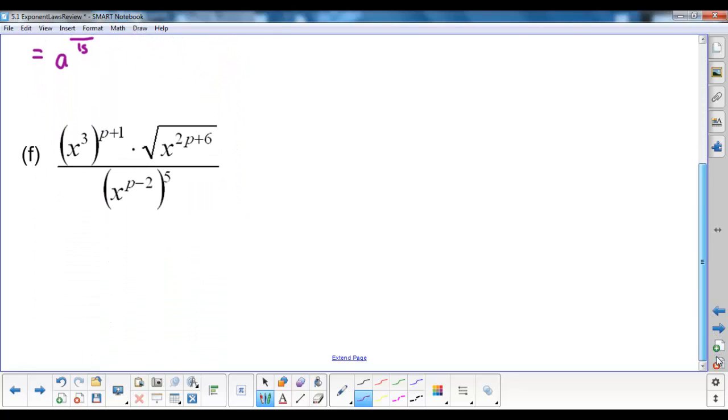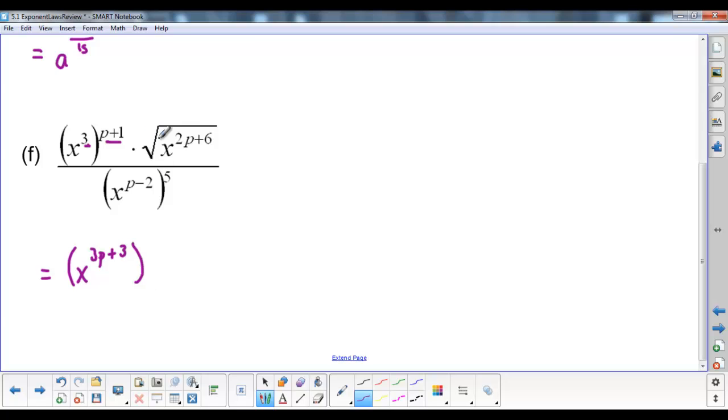For question F, basically what I see here is base x in each one of these terms, or each one of these expressions. So I'm going to try and simplify the numerator, and then we'll divide by the denominator. So looking at the numerator, I see a power to another power, so we are going to multiply. This becomes x to the power of 3p plus 3.